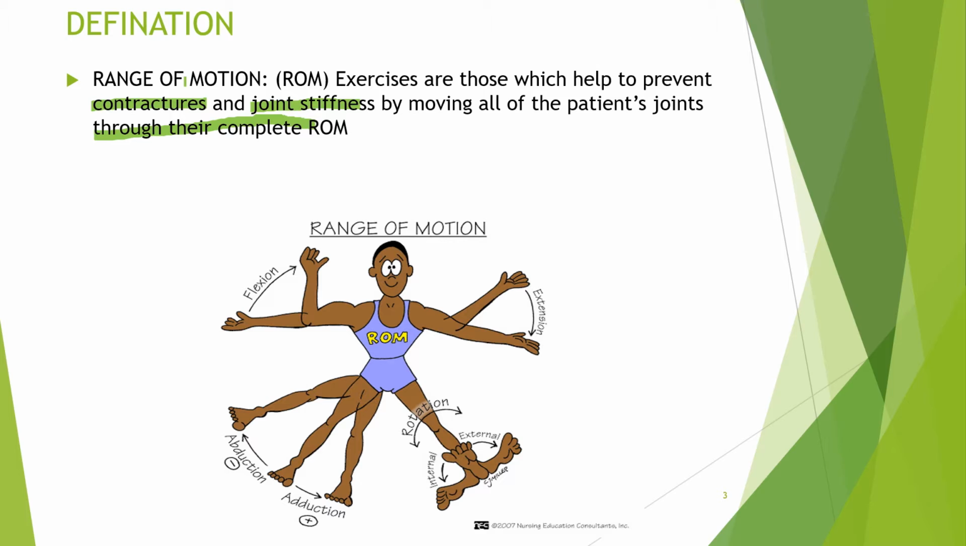Contracture means there is a shortness of muscle and tendon. The size and length will be decreased. And in joint stiffness, there is tightness and the joint gets rigid. So the range of motion prevents this contracture and joint stiffness through the complete range of motion.